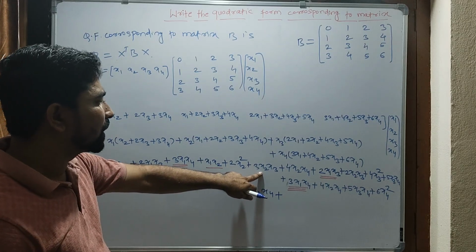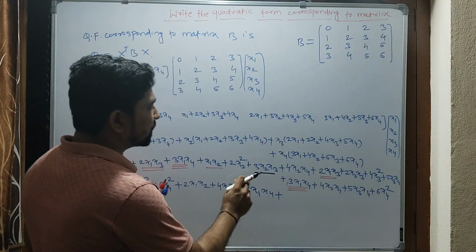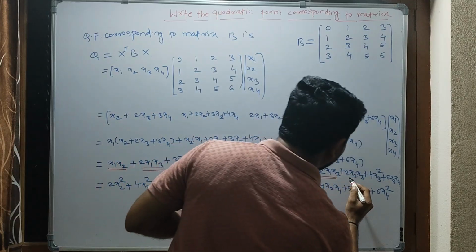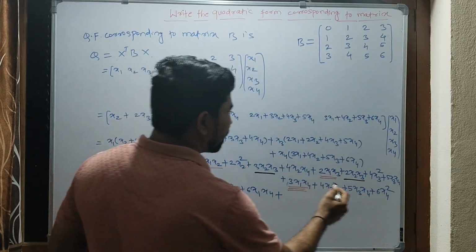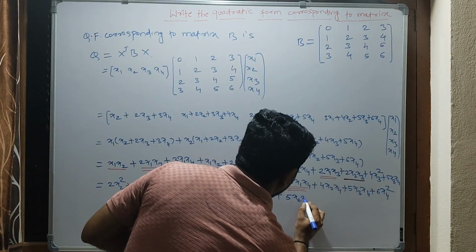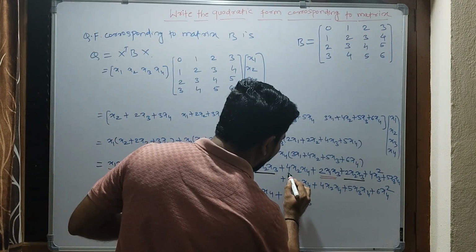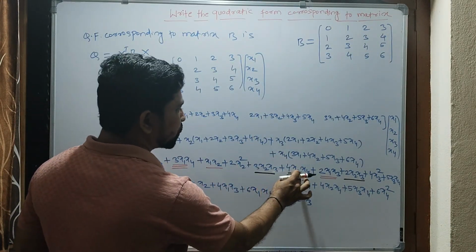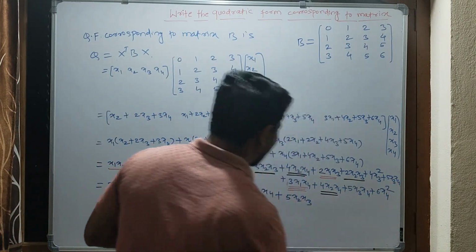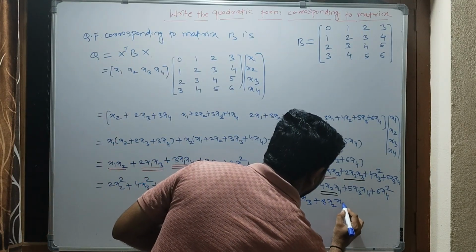Now come to x2 x3. I will underline x2 x3 with black pen. This is 3 times x2 x3 and this is 2 times x2 x3. So 3 plus 2, that is 5 times x2 x3. Now come to x2 x4. I am making a double underline for x2 x4. Now find the other x2 x4. This is 4 plus 4, 8 times x2 x4.